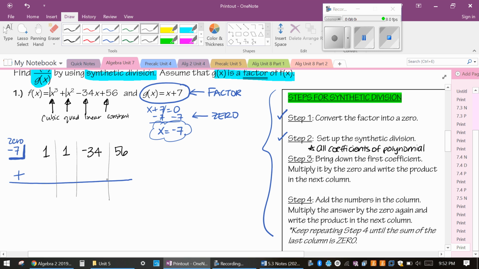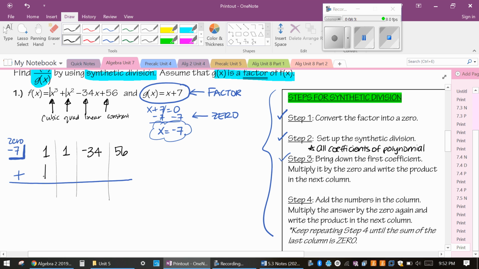That's the setup. So in your setup, we're on step 2. You're going to put all the coefficients of your polynomial, and on the left, in a little box, you're going to put the 0 that you were given. That x plus 7 was a factor. We set it equal to 0 and got negative 7. You're going to leave some space at the bottom so that you can put numbers and add as we move on to step 3.